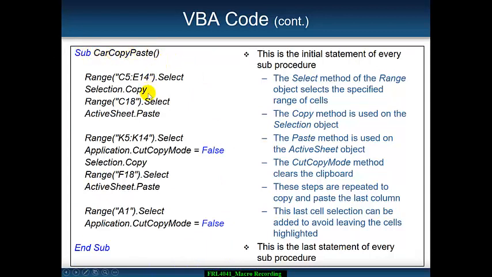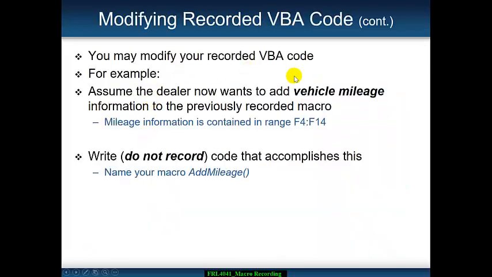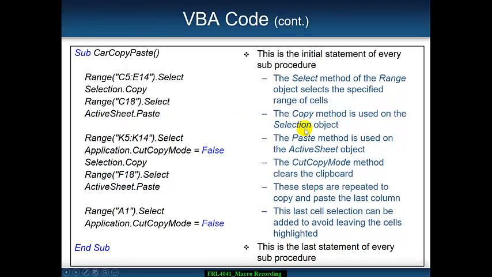As we recorded in absolute reference mode, it is actually quite easy to understand. You can probably guess we selected this table area, and we performed a copy action, then selected a destination place, performed a paste, then did another similar operation. So in the practice later on, I will encourage you to modify this existing code and change a macro into a new one.